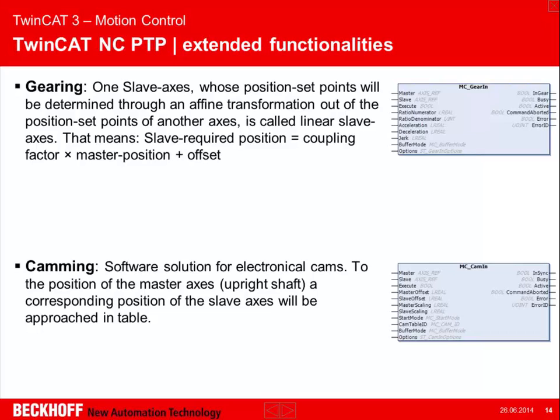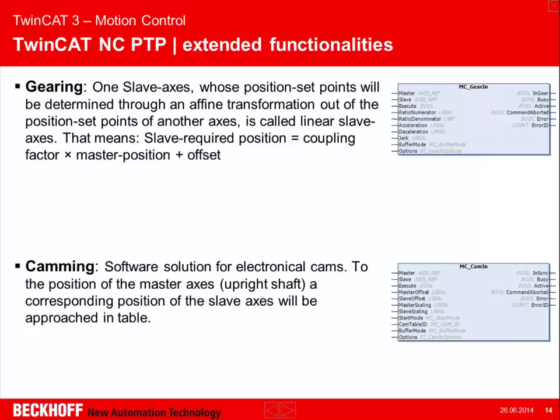What function blocks are available? A few examples. We have function blocks for gearing. So we have slave axes, which are coupled directly to a master axis, and in between we have a gearing factor, which is set with a numerator and a denominator. So this is a 1-to-1 or 1-to-2 gearing, which can be established.